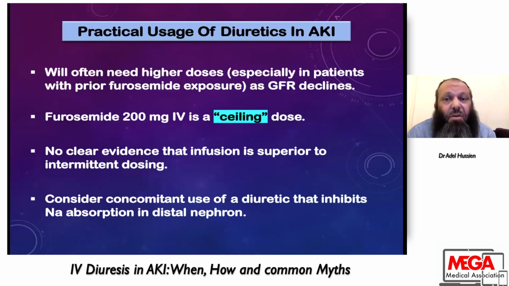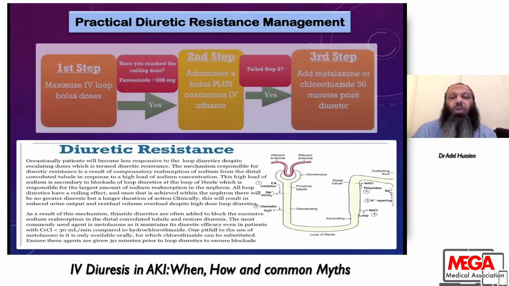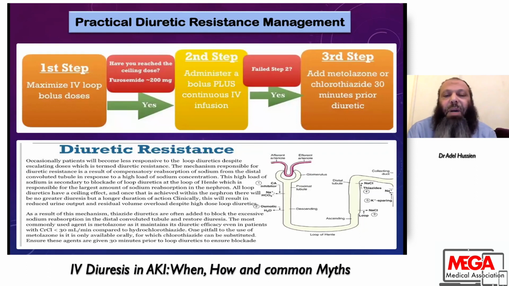Moving to the last two slides. What about the practical usage of diuretics in AKI? Usually we need higher doses, especially in patients with prior furosemide exposure who are not naive, because the GFR declines. Furosemide 200 milligram is the ceiling dose when you are asking about the maximum dose, before judging about the diuretic resistance. There is no clear evidence that the infusion is superior to intermittent doses, considering the concomitant use of diuretics that inhibit the sodium absorption in the distal convoluted tubule, like metolazone or hydrochlorothiazide.